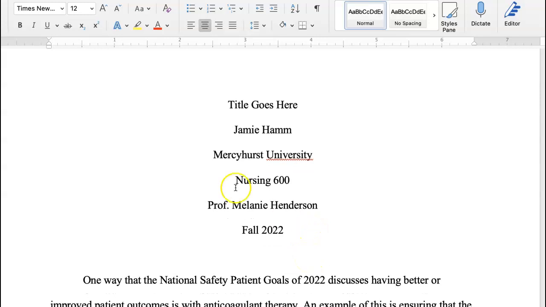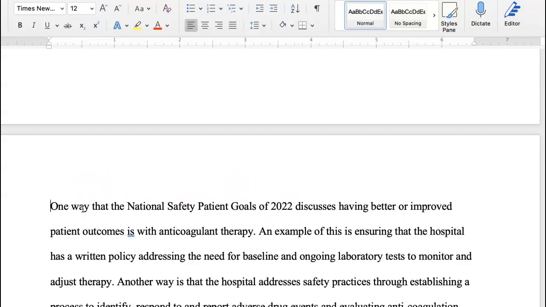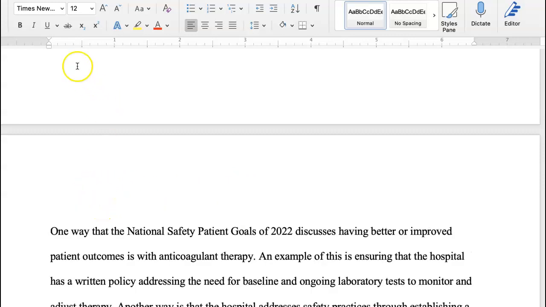Okay, so what I did is I just pulled this all into the next page. The next page, if you were writing an abstract, would be your abstract page, and the next page after that would be this page where you actually start your discussion. So after the title page, you would repeat your title, centered.